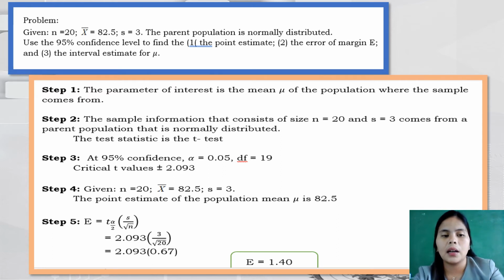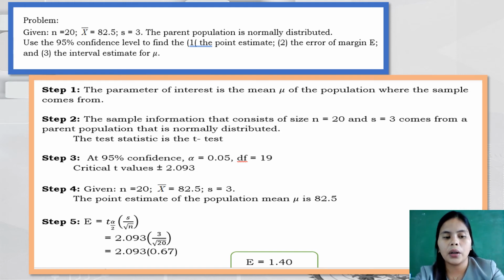Okay, so the first step: the parameter of interest is the mean of the population where the sample comes from. Step 2: the sample information consists of size n equal to 20 and sample standard deviation equal to 3, from a parent population that is normally distributed. So the test statistic is the t-test. Then we find the confidence level. At 95% confidence, the level of significance is 0.05 with degrees of freedom equal to 19, with a critical value of t, positive and negative 2.093. You can find it from the t-table by looking for degrees of freedom 19 and the 95% confidence level.